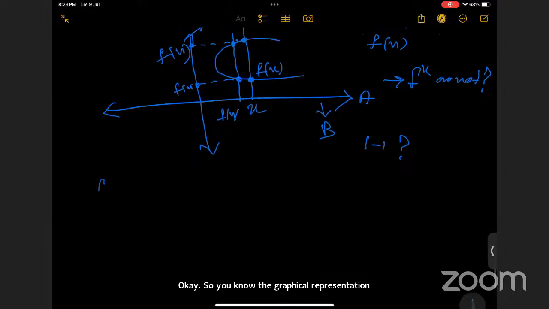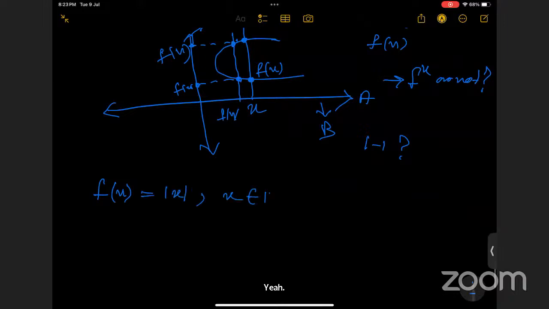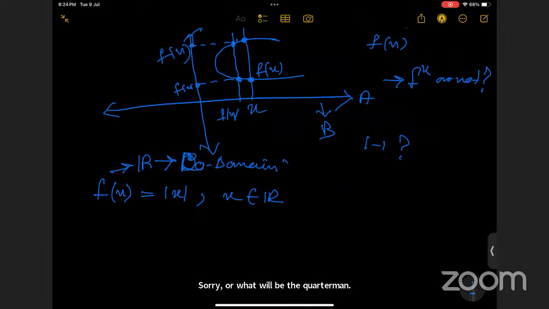Okay, so you know the graphical representation. Now suppose we have f of x equals mod x, where x belongs to the real numbers. So this is a function from the set of real numbers to the codomain. What will be the codomain? Can you say? Anyone? Zero to infinity. All natural numbers. Minus infinity to positive infinity. I will collect all the answers.